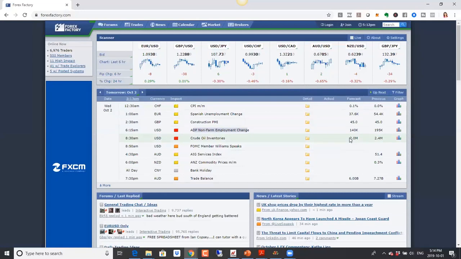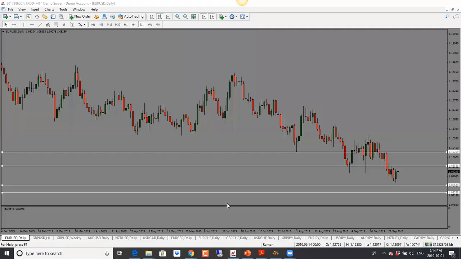But other than that, not a ton of data here. It's still a bank holiday in China, and we have trade balance numbers out of Australia tomorrow evening as well. So a light day in terms of news. So let's move on to our charts.